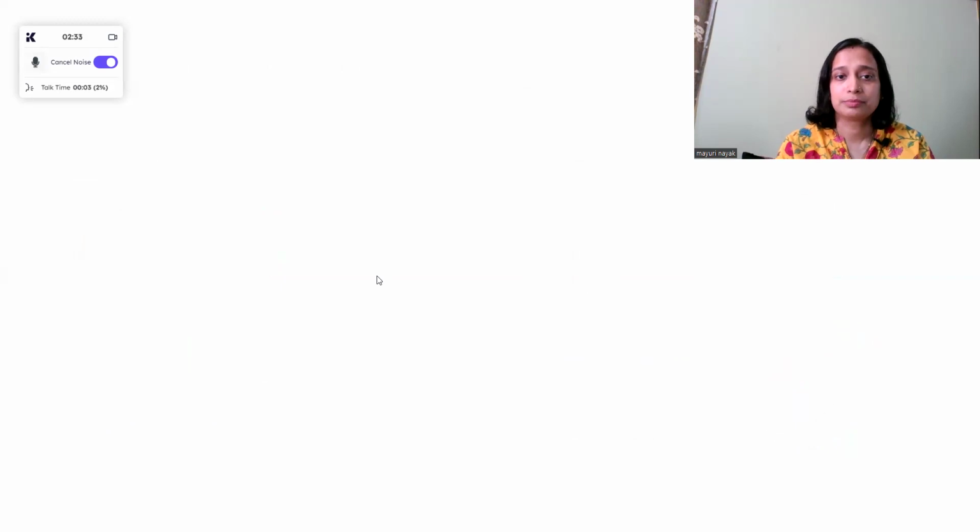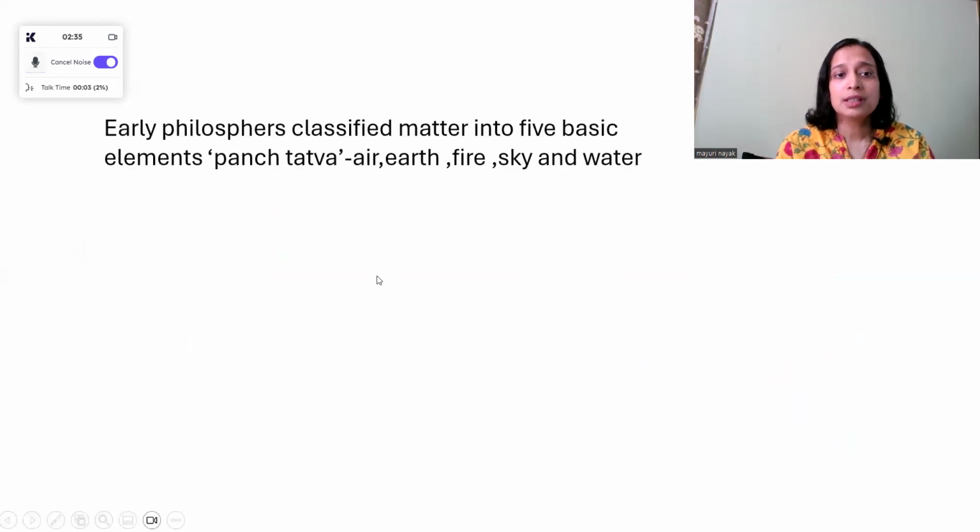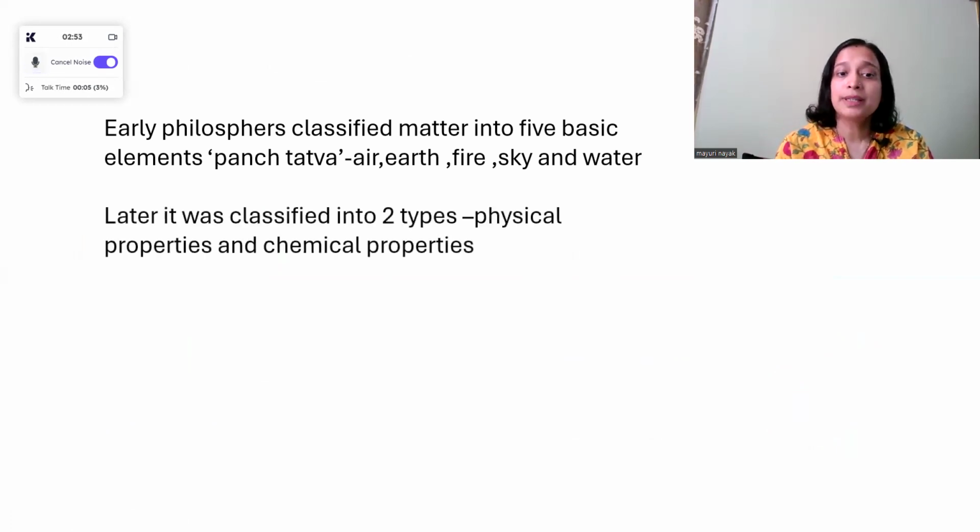Further, earlier our philosophers used to believe and they classified matter into 5 basic elements. That is called Panch Tattva: air, earth, fire, sky, and water. But later it was classified into 2 types, that is physical properties and chemical properties. Here we will be dealing with the physical properties.